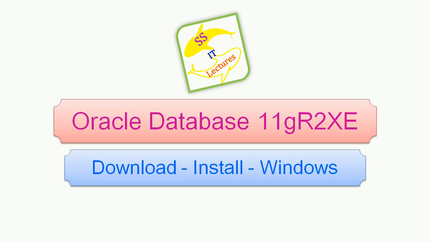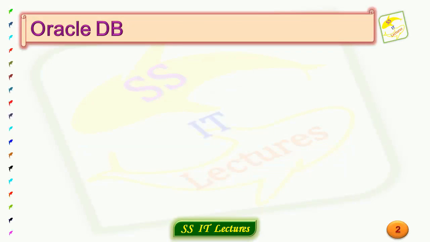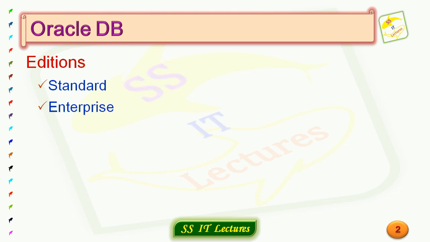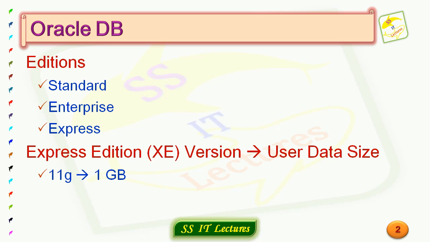The basic advantage of Express Edition is that it is small in size. Compared to other editions like Standard Edition and Enterprise Edition, the Express Edition database size is very small. Oracle 11g Release 2 Express Edition supports up to 1 GB of user data. Anyone who just wants to learn Oracle database can simply go for Express Edition. If you are a researcher and your data is greater than 1 GB, then you can also go for Oracle 18c Express Edition, in which up to 4 GB of user data can be stored.